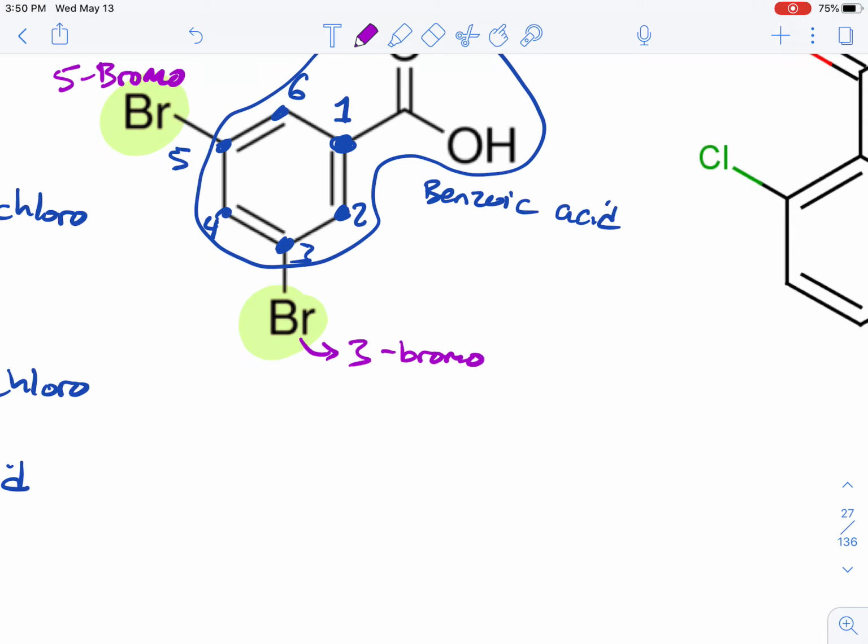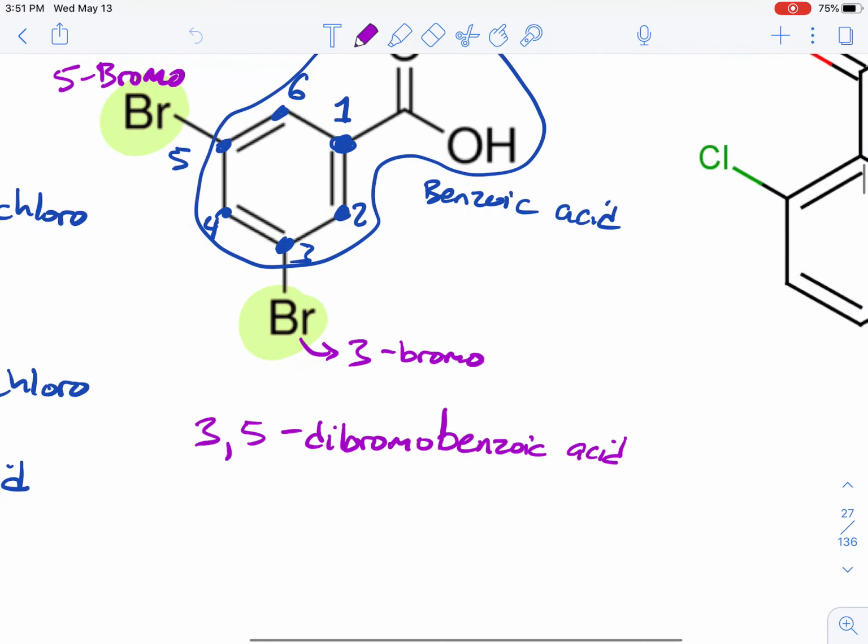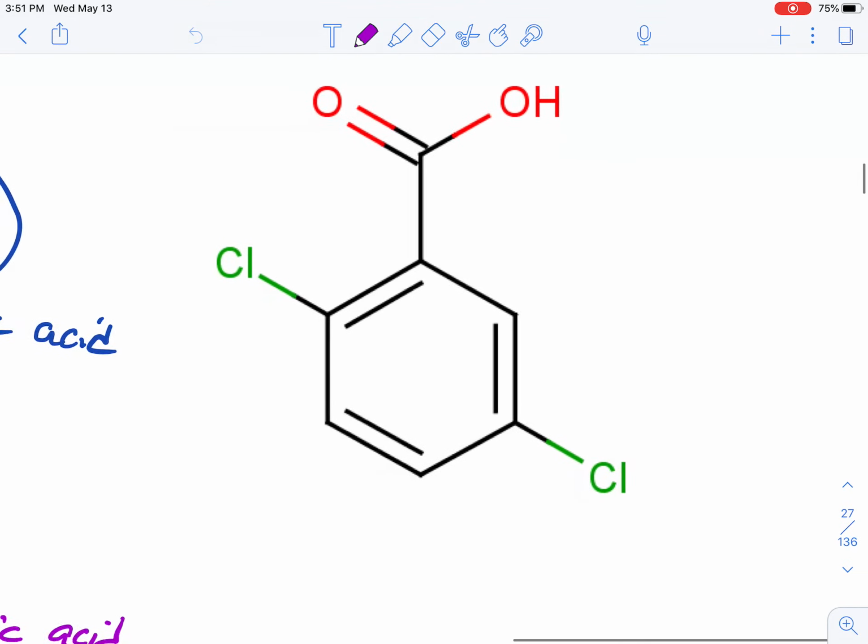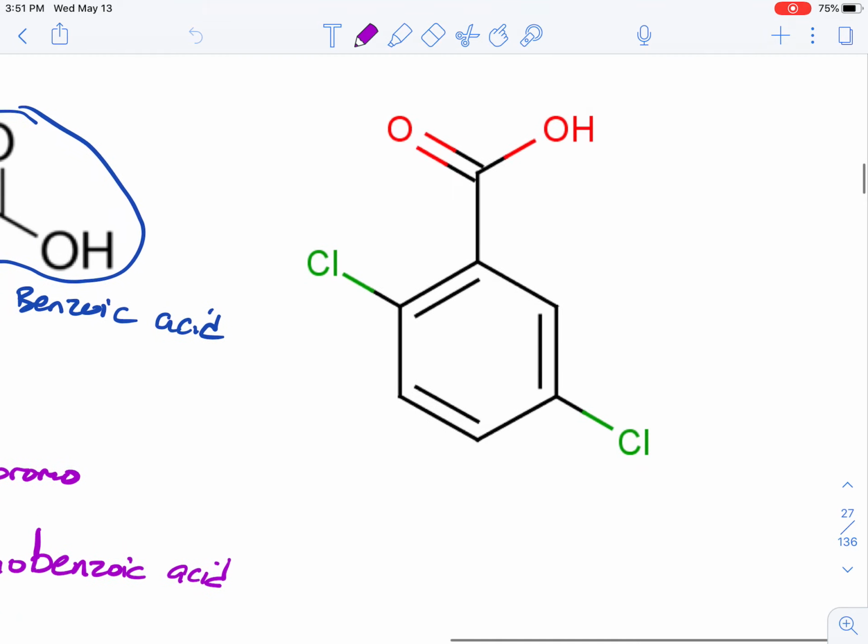And so since we have the same substituent, this is going to be 3,5-dibromobenzoic acid. And that would be the name of this compound. Okay, all right, so we're going to go ahead and go through our last benzene ring here.